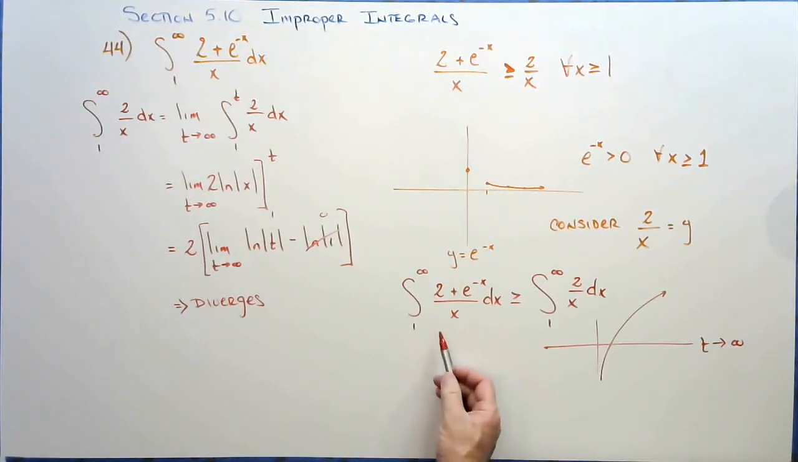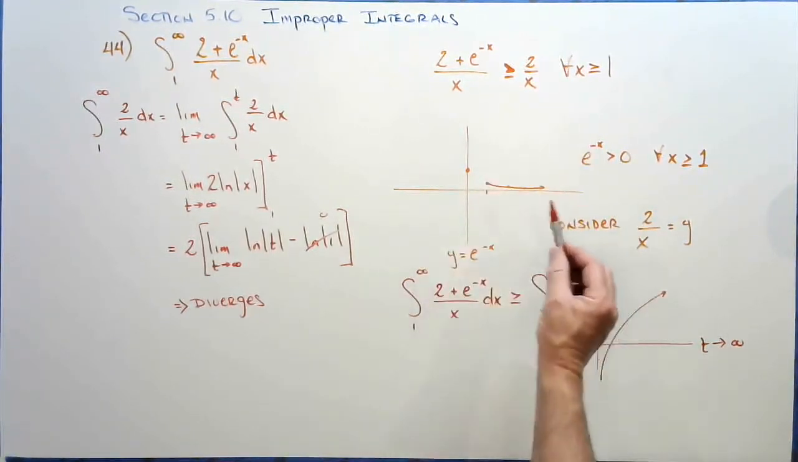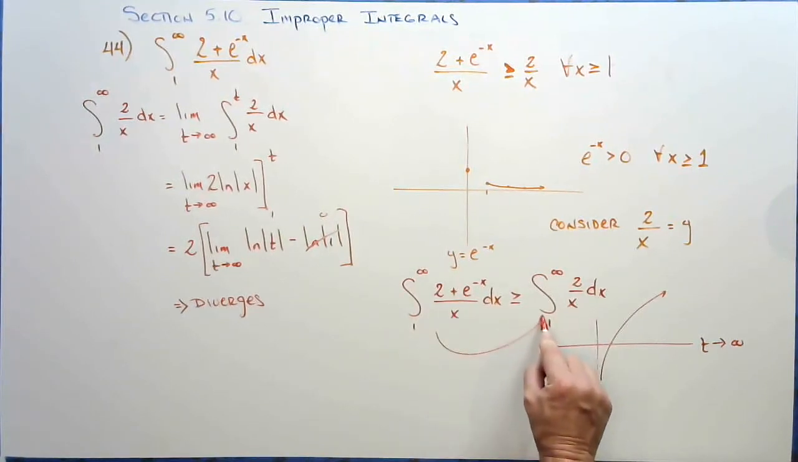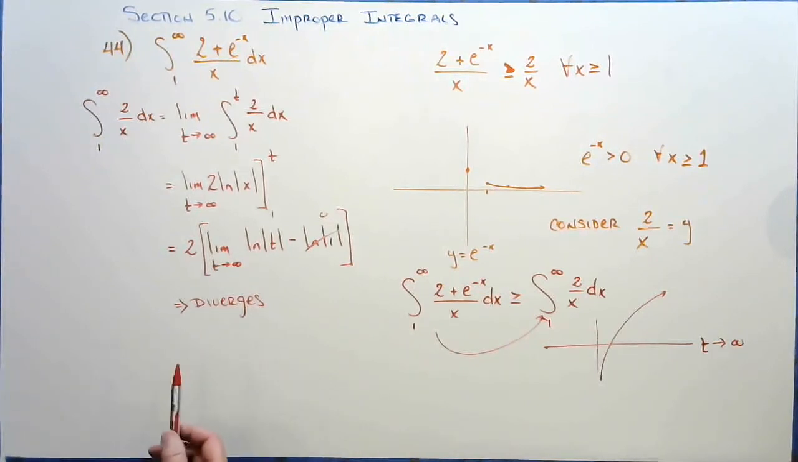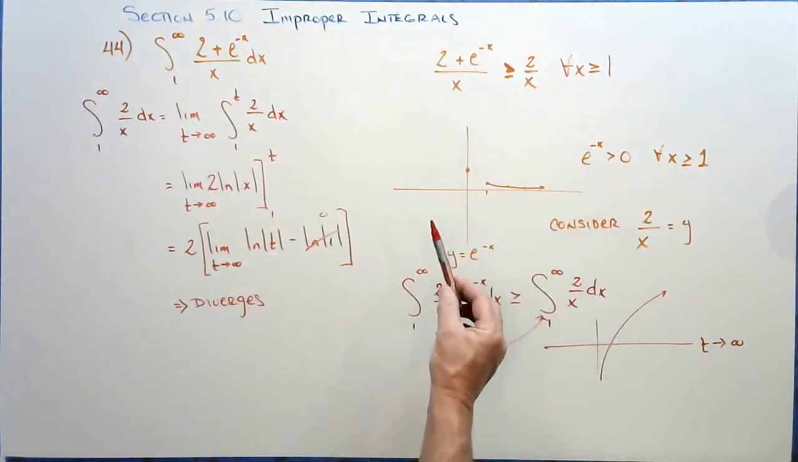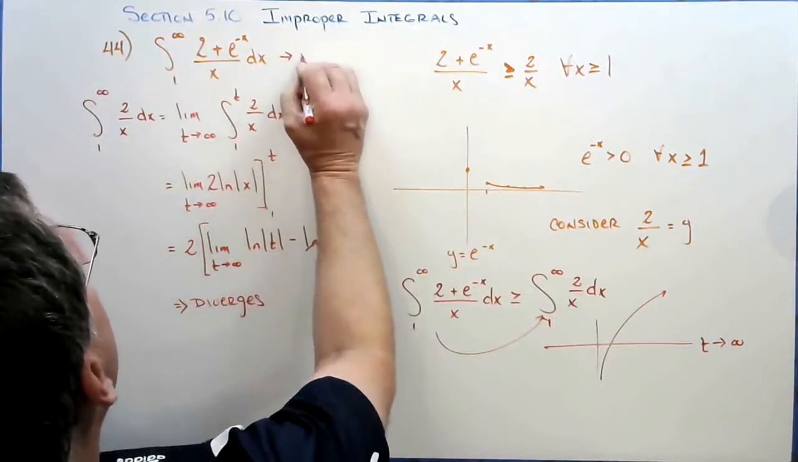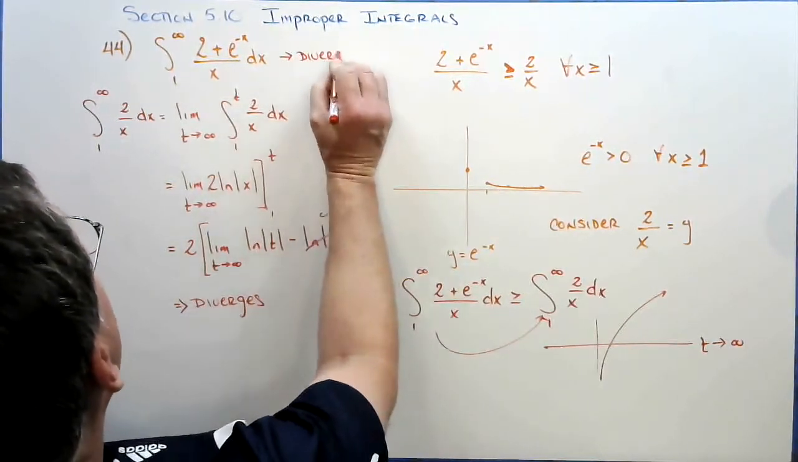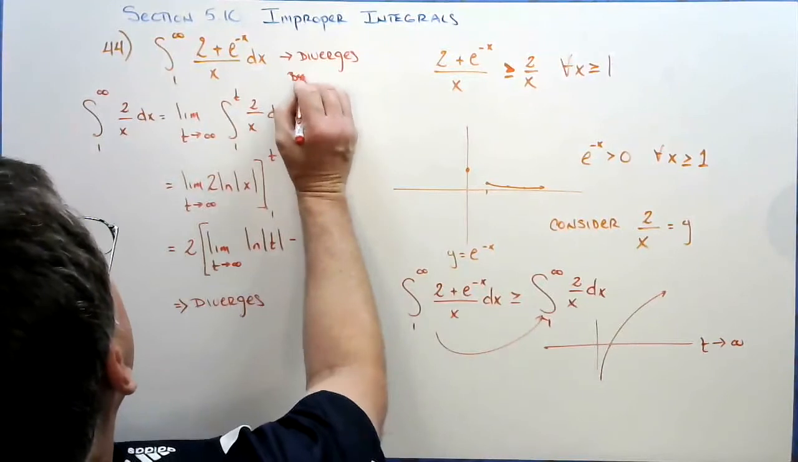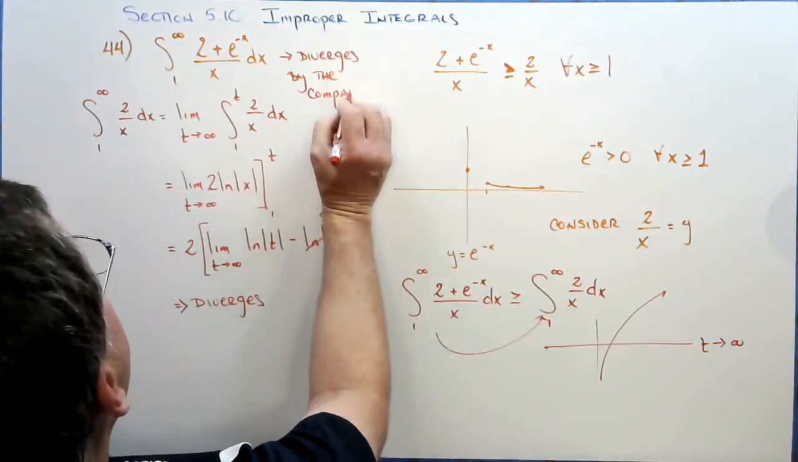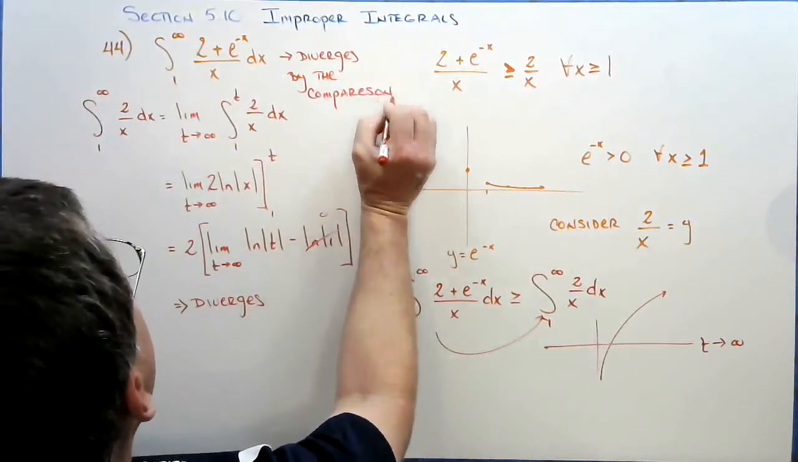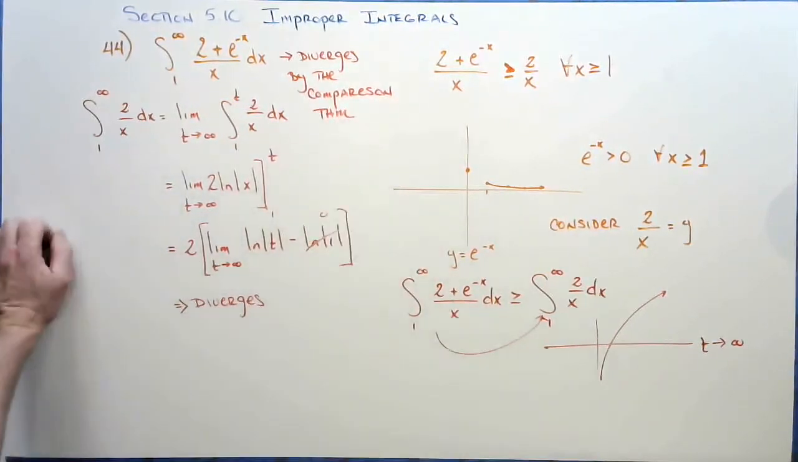But our integral, by our comparison theorem idea over here, our integral is larger, right? Greater than or equal to. So if this integral, which is smaller than ours, diverges, then our integral, which is bigger than that by our work here that we did, must diverge. That's the power of the comparison theorem.